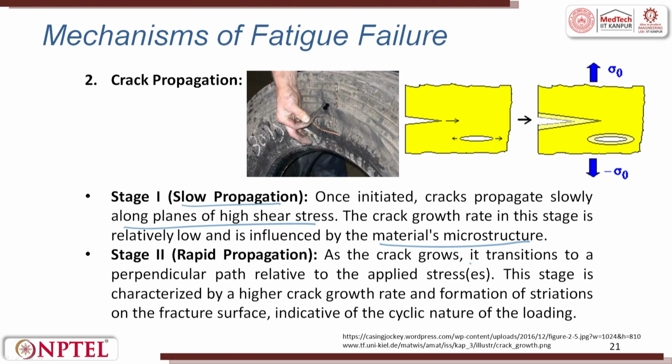As the crack grows, it transitions to a perpendicular path relative to the applied stress. This stage is characterized by higher crack growth rate and formation of striations on the fractured surface, indicative of the cyclic nature of the loads. This is very, very important. Please make a note. Stage 2, rapid propagation. As the crack grows, it crosses the initial stage and then goes into the rapid growth. It transitions to a perpendicular path relative to the stress. So, look at this, relative to the applied stresses. This stage is characterized by higher growth rate and formation of striations on the fractured surface.